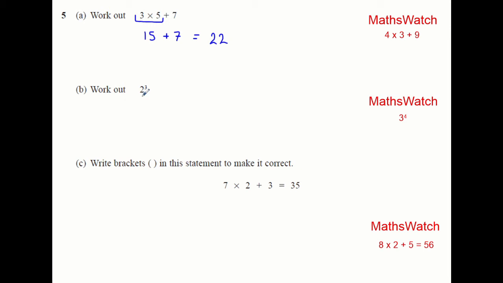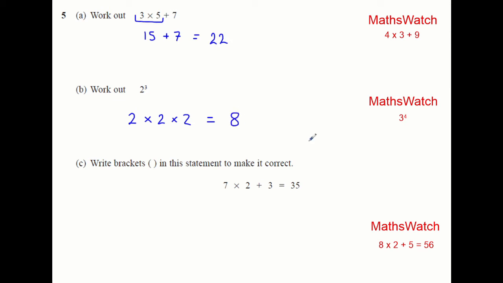Work out 2 to the power of 3, also known as 2 cubed. The power tells you how many times you are multiplying this number by itself. So 2 with a power of 3 means we're multiplying 2 by itself 3 times. And 2 times 2 is 4, times 2 again is 8.